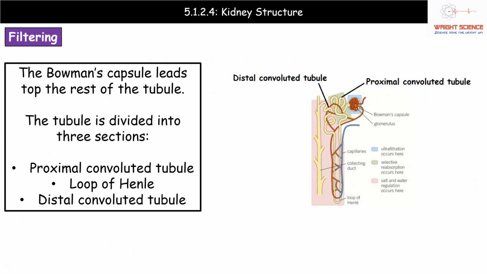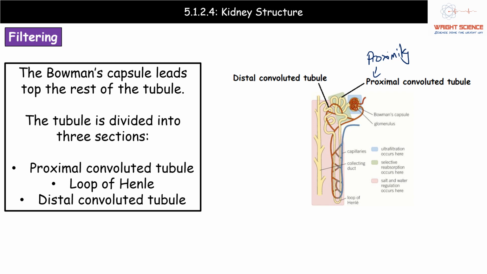Now, assuming that we've actually managed to get something through those three layers, then it's going to end up in obviously the lumen of the Bowman's capsule. And from there, it then passes into these tubules. So the first tubule it's going to enter is the proximal convoluted tubule. And if we have a little think about the word proximal, if we think of proximity, if something is in close proximity, that means it's nearby. So proximal convoluted tubule is the one that's closest to the Bowman's capsule.